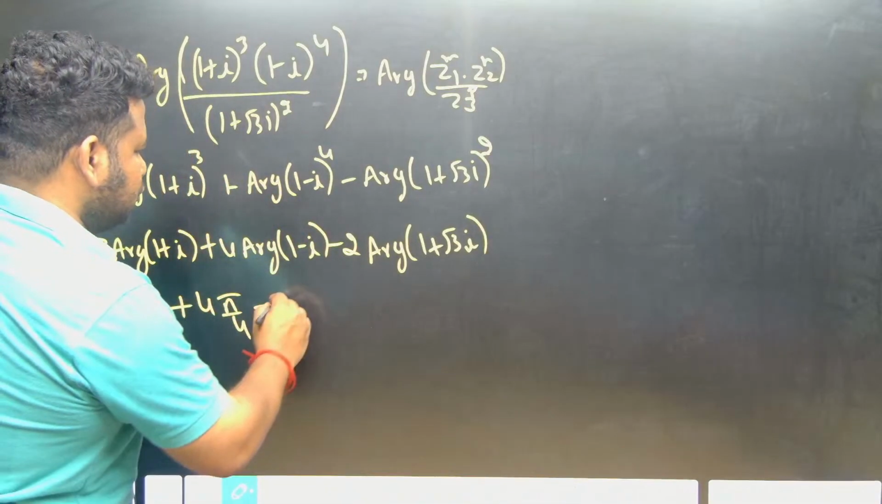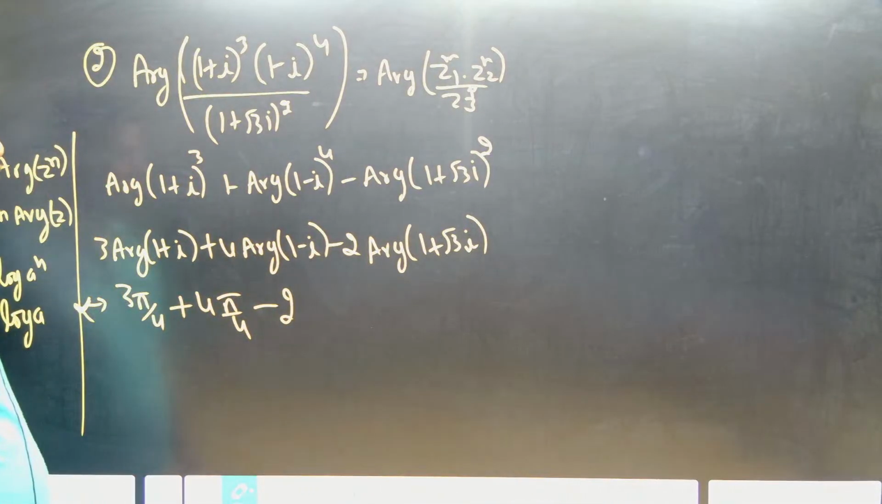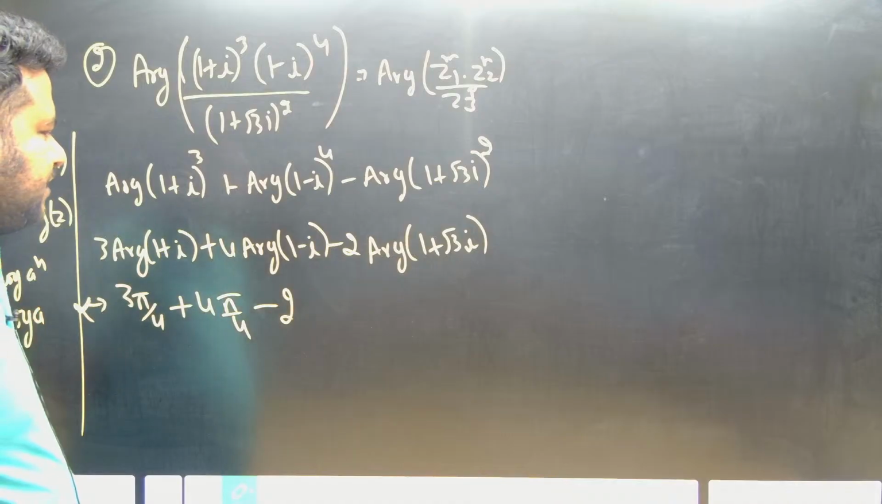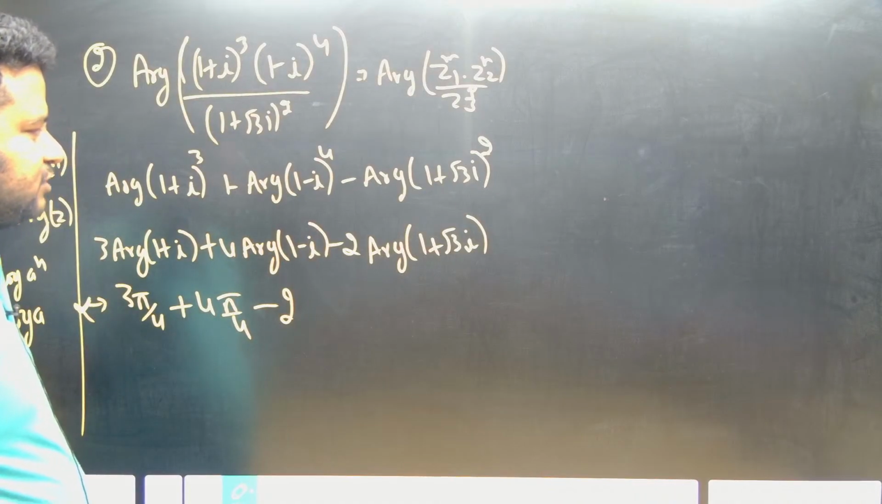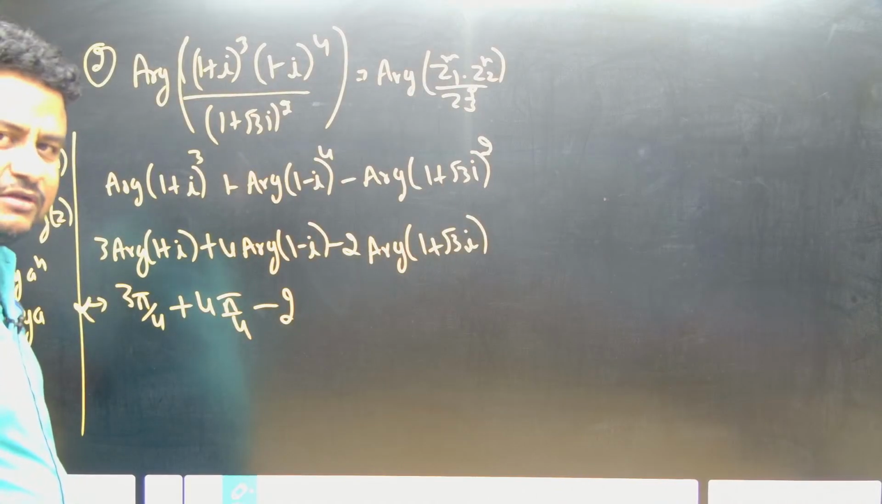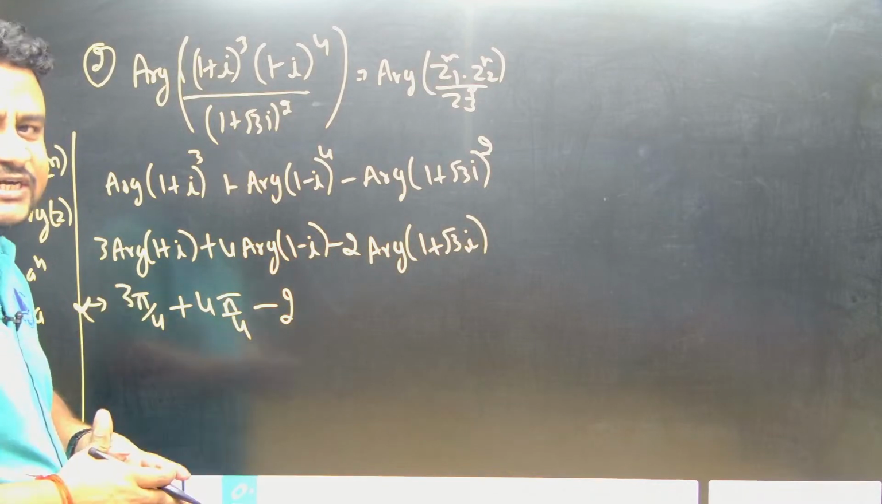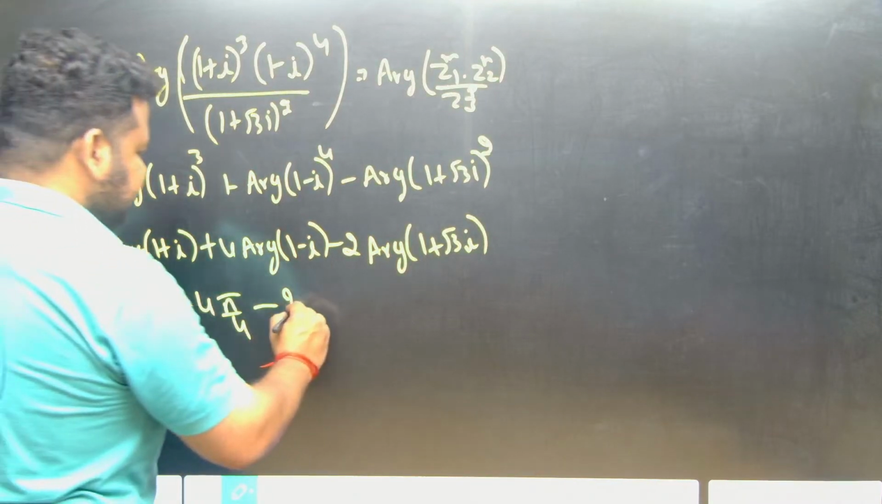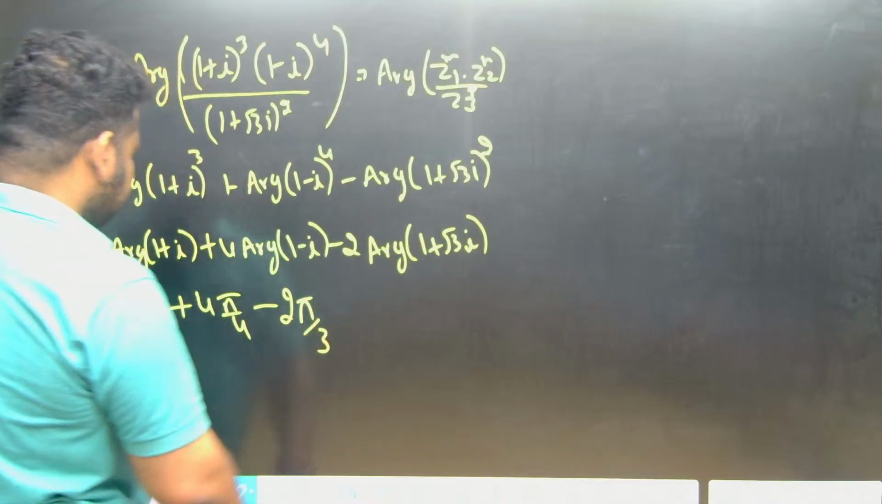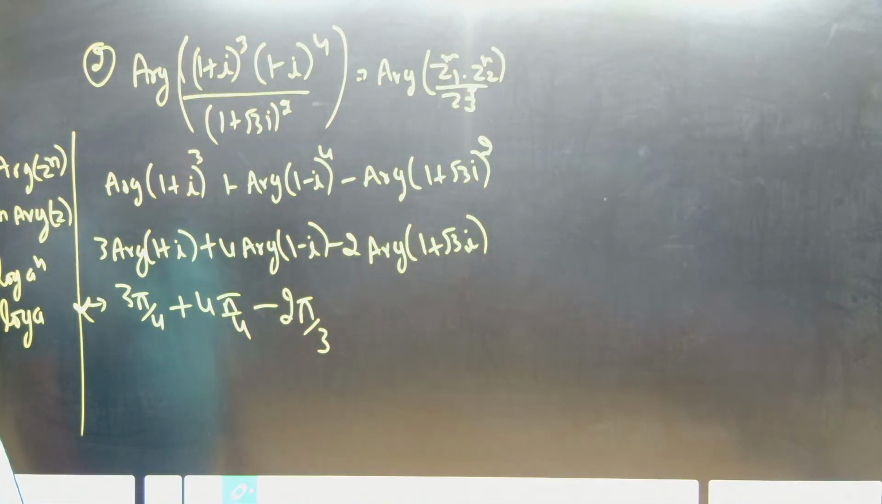Minus 2 times argument of root 3 by 1. Root 3 by 1 is what, friends? Tan inverse of root 3 by 1, that is tan inverse of root 3. Tan inverse of root 3 is nothing but 60 degree. 60 degree means it is pi by 3. This will be 2 pi by 3. This is what we have.